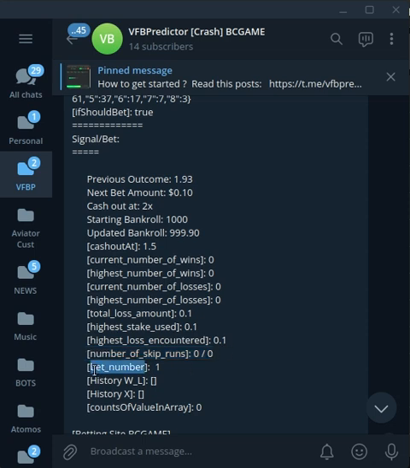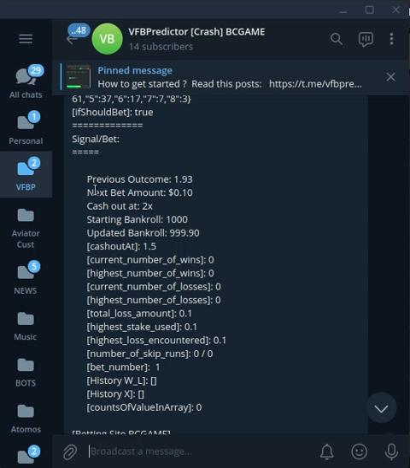This one, bet number, shows you the number of bets that have been placed by this simulation. Also here we have the history WL, the history of wins and losses. So when this bet wins, a W will be written there. When this bet loses, an L will be written there. And we also have history X. This is for showing us the previous outcome and the prediction that were there previously, right? So let's see, did this one win?